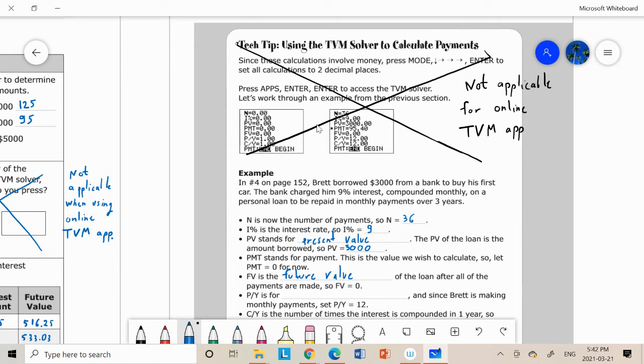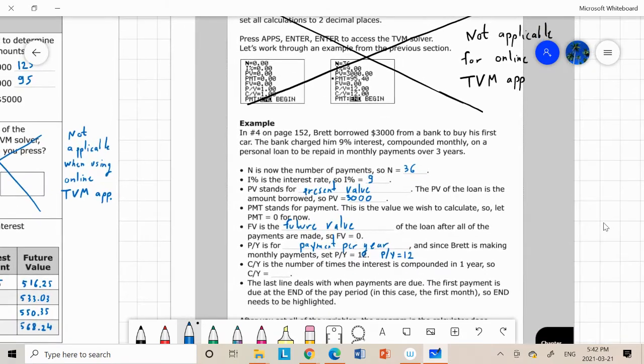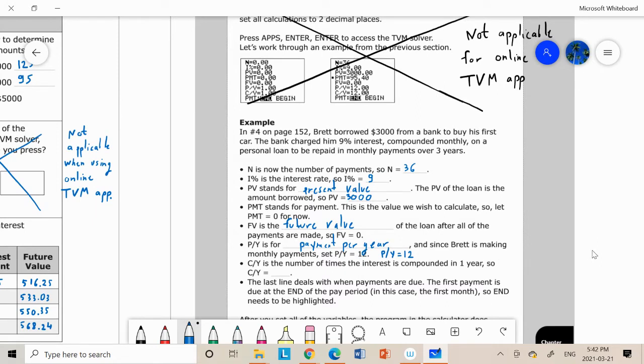Payments per year. PY is for payments per year. And since Brett is making monthly payments, set PY equals 12. Payments per year, 12. And then CY is the number of times the interest is compounded in 1 year. So CY equals 12. In this case, we are being told it is compounded monthly.